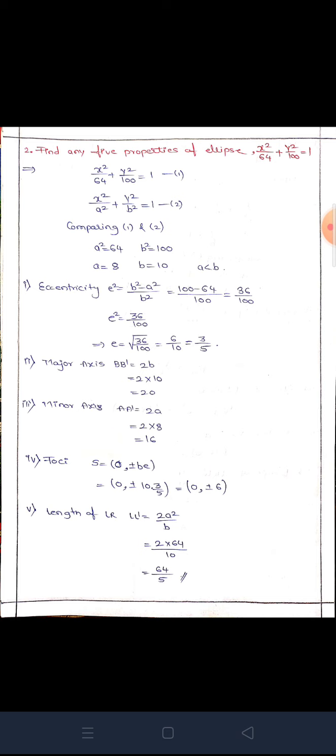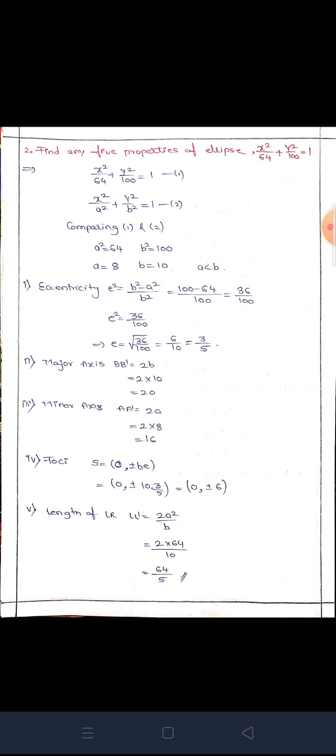Find any 5 properties of the ellipse x square divided by 64 plus y square divided by 100 is equal to 1. Now compare it with the standard form, that is x square divided by a square plus y square divided by b square. So what is the value of a square? 64. The value of b square is 100. So a is equal to 8 and b is equal to 10. Here b is greater than a, so you have to use the formulae from the second column.